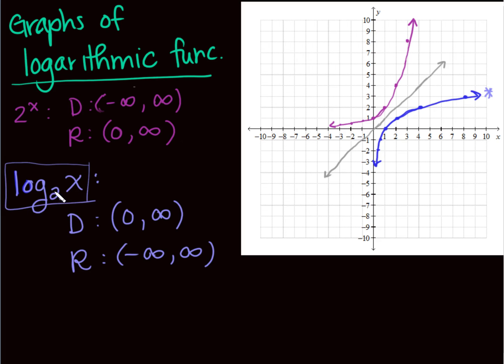This is asking, what do I raise 2 to in order to get x? So the only numbers that 2 is going to spit out when I raise it to a bunch of different exponents are positive numbers. And then why is my range negative infinity to infinity?